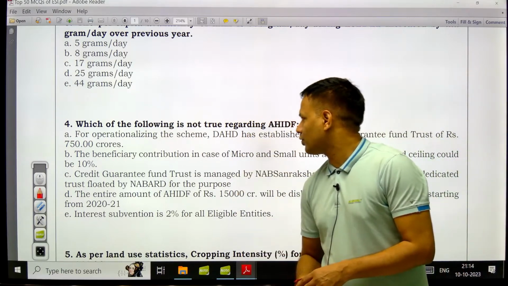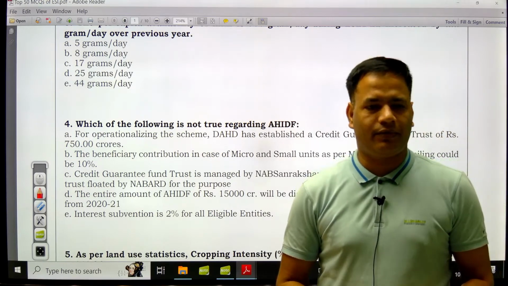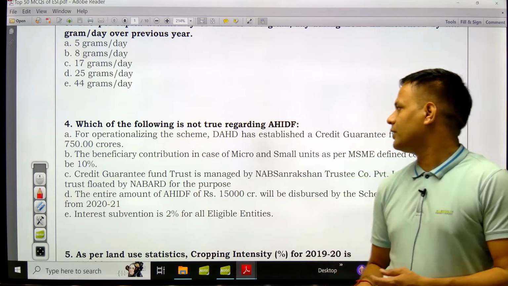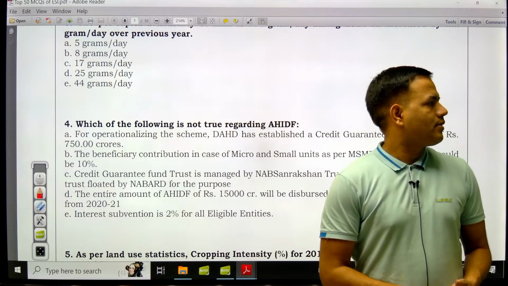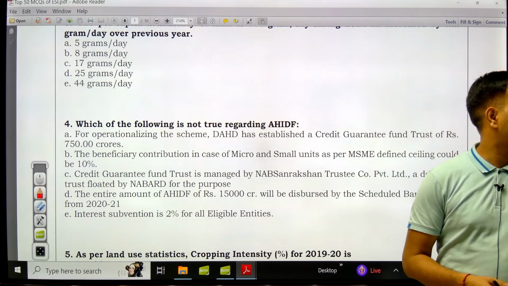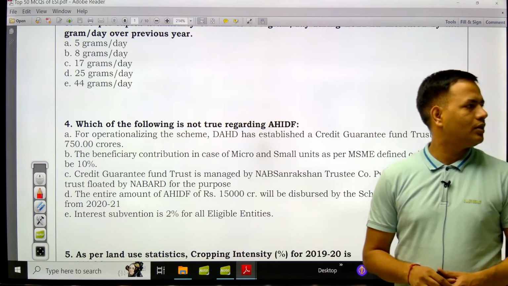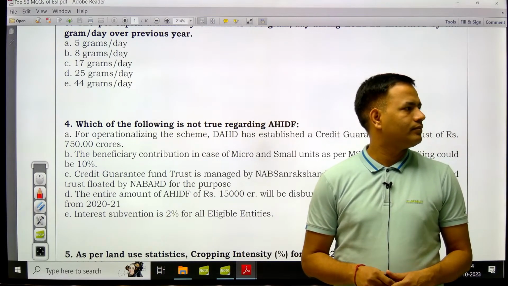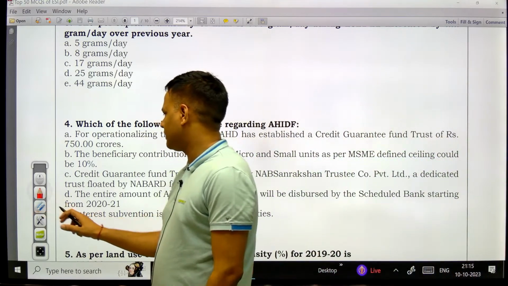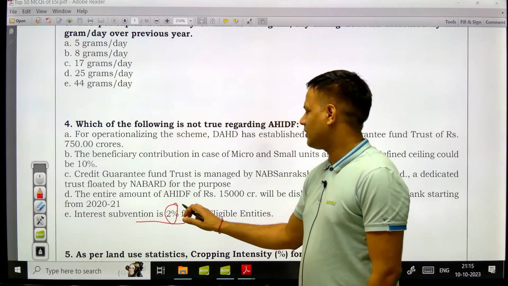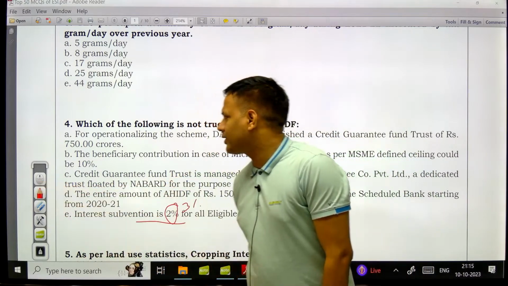Which of the following is not true regarding AHIDF, the Animal Husbandry Infrastructure Development Fund? Which of the following statements is not correct? Yes, interest subvention is 3%, not 2%. So interest subvention is 3% for this scheme. So only this statement is incorrect.